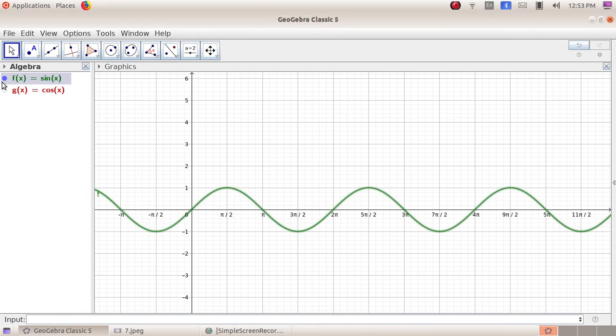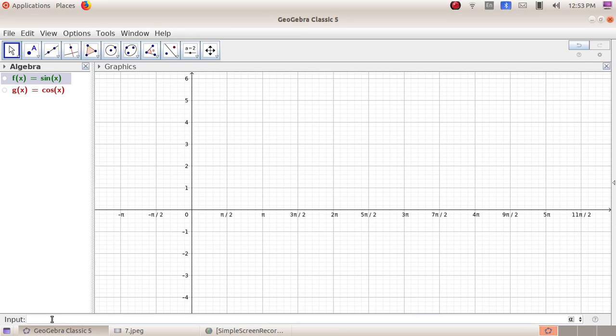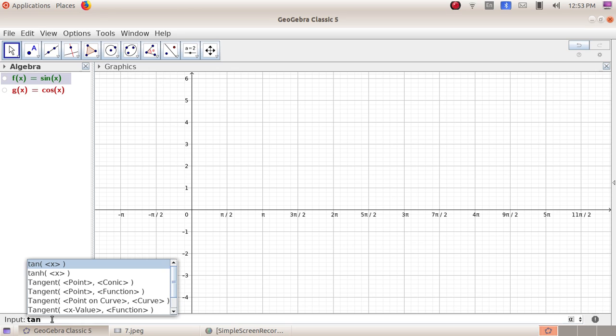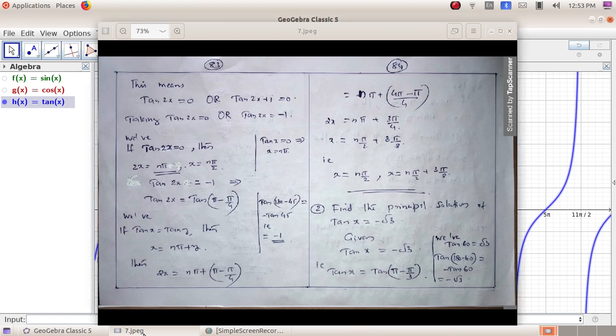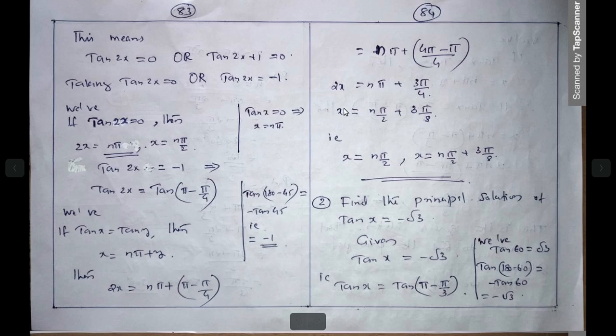Okay. What is the graph of tan x? This is the graph of tan x. So tan 0 equal to 0, tan pi equal to 0, tan 2 pi equal to 0, tan 3 pi equal to 0, tan 4 pi equal to 0, generally tan n pi equal to 0. Right. So when tan x equal to 0, x means what?